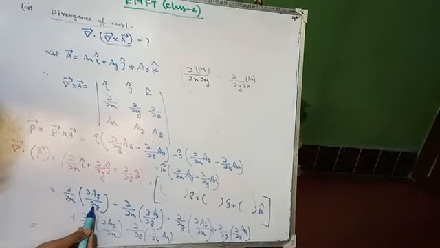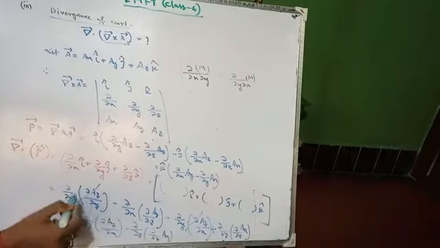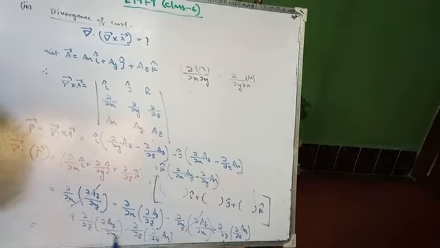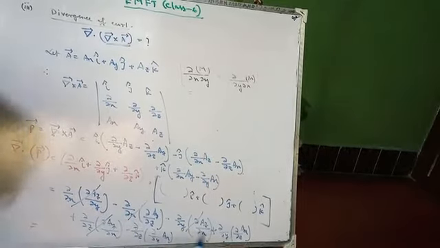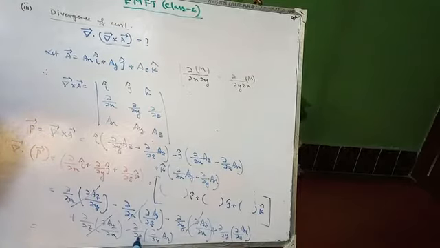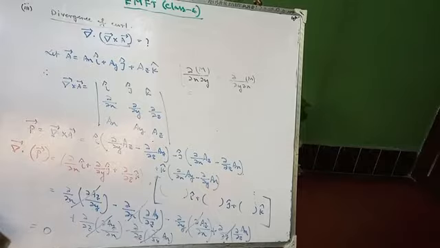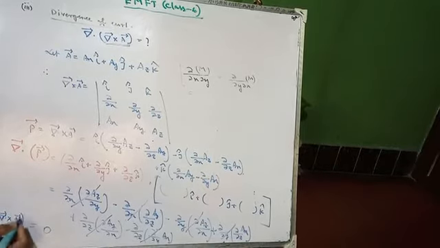Del x del y az, del y del x az, so they cancel out themselves. So del x del z ay, del x del z ay: this is minus, this is plus, they cancel out. And del y del z ax, del y del z ax, so they cancel out themselves. Okay, it should be 0. So the divergence of curl of any vector equals 0.